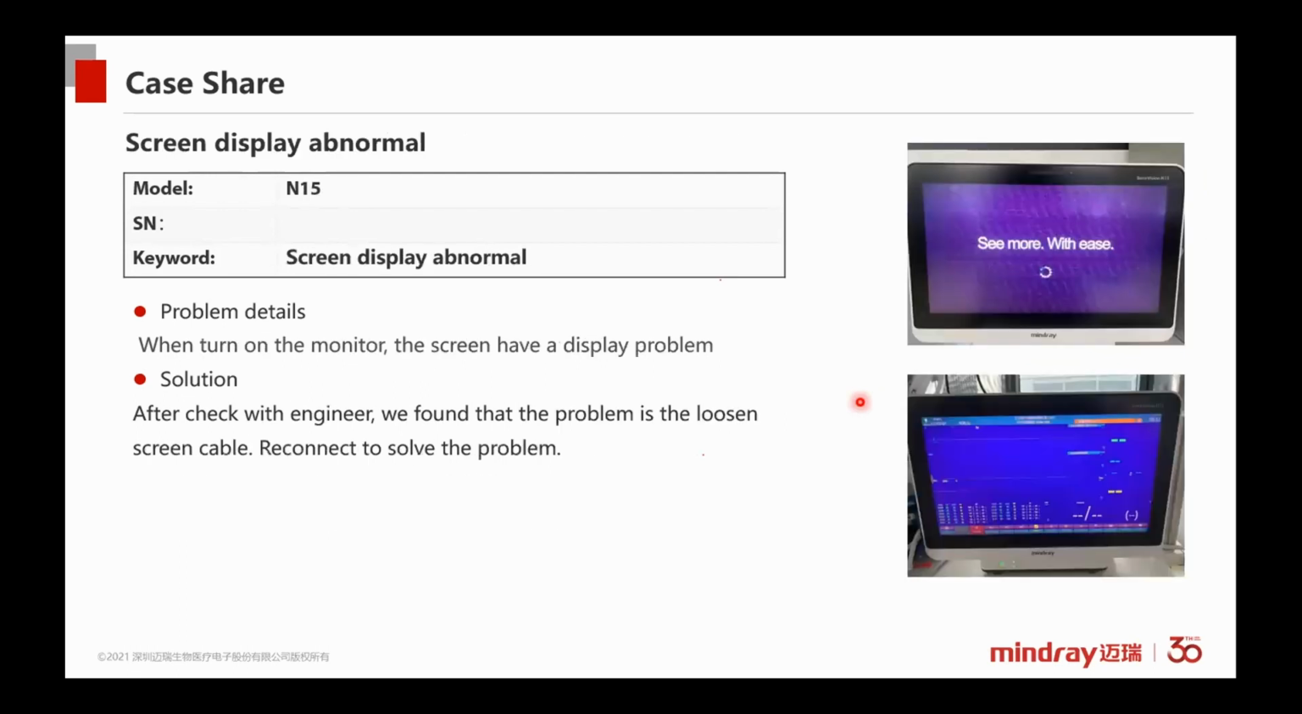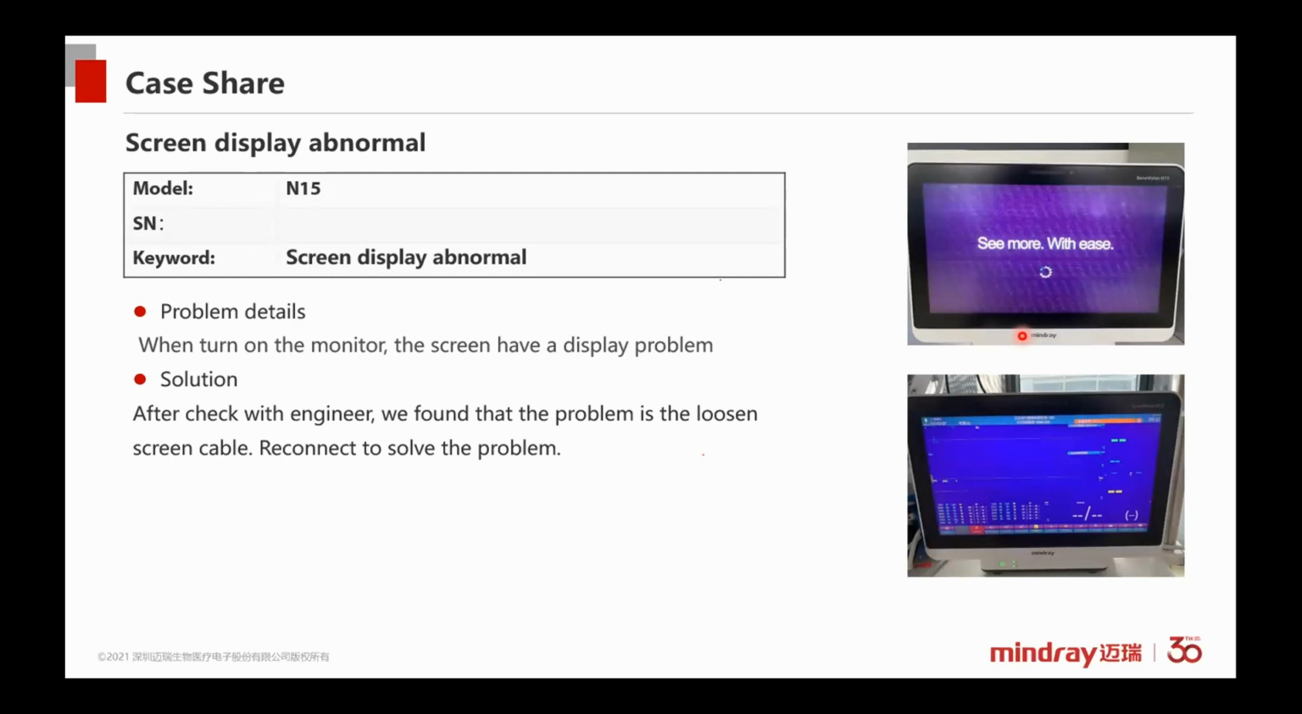Okay, and the last one is the abnormal screen display, like this. You can see the screen is not displaying normally. After checking with the engineer, we asked them to use the DVI connector behind the machine. They connected a secondary screen, and that one displayed normally, which means the main control board is working fine. Then we thought the problem was inside the patient monitor. So we asked them to disassemble the machine and found that the screen cable was loose. After they reconnected the cable, it was fixed.